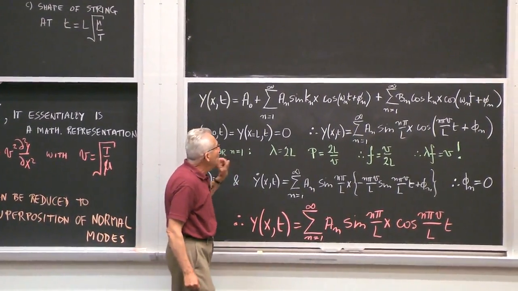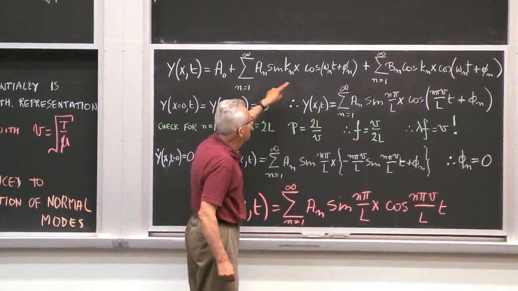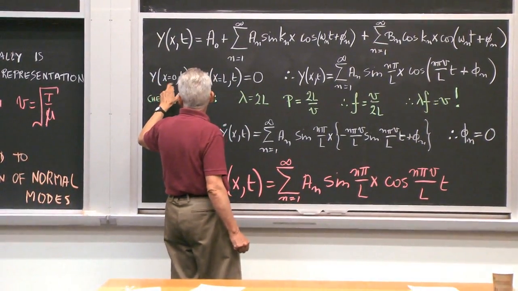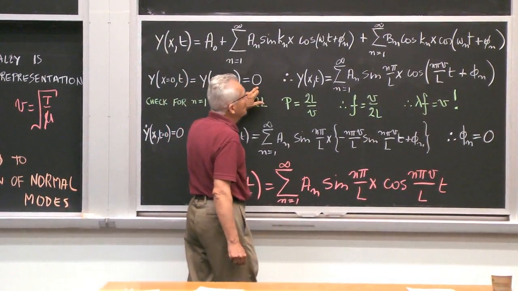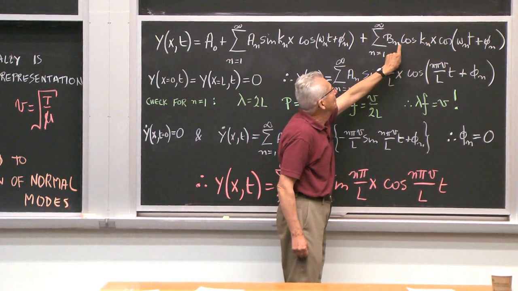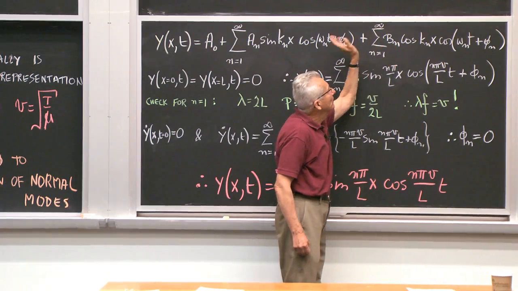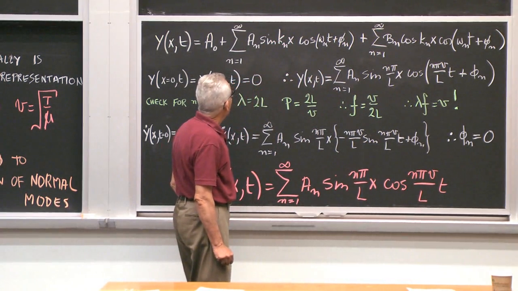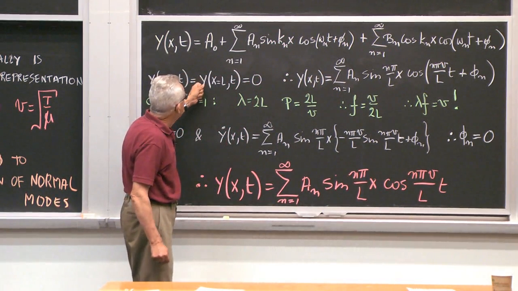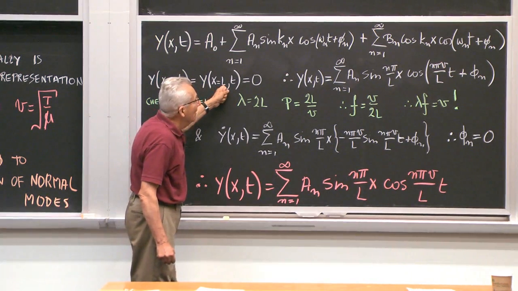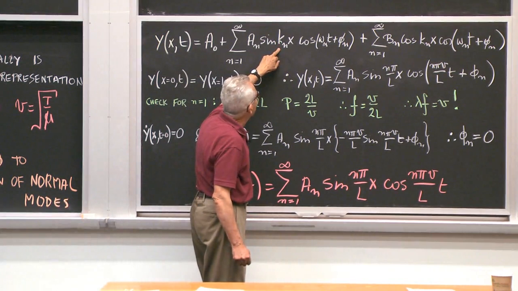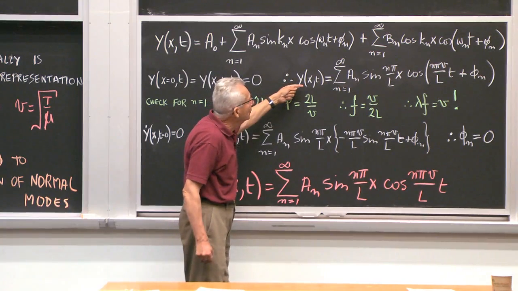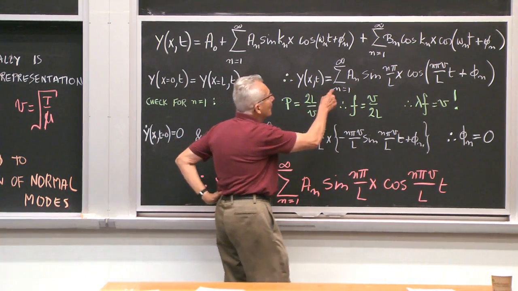Okay? Well, you can almost do it in your head. If you look at this, for all times at x equals 0, y is 0, so this term b_n has to be 0. So this you can forget about, and you're down to this. Furthermore, you know it has to be 0 at x equals L. That puts a constraint on k_n. So your solution then is of this form.